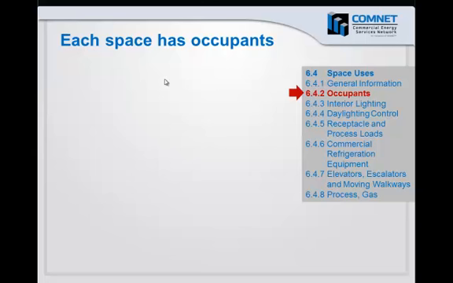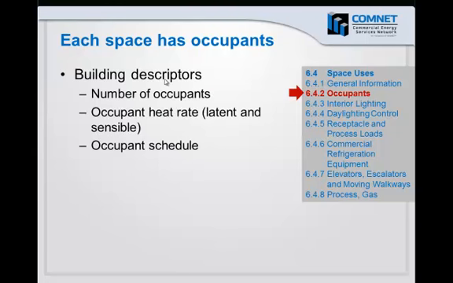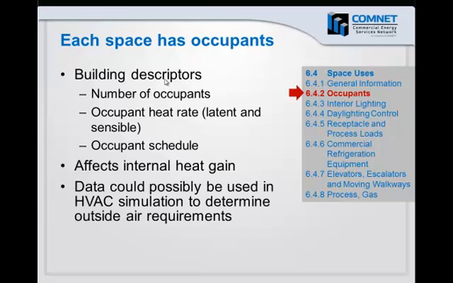Moving on to occupants, there are basically 3 building descriptors associated with occupants: the number of occupants, the heat rate associated with the occupant, both latent and sensible, and a schedule. These of course affect internal heat gain in the space, which will affect the balance point temperature and many other factors. When the HVAC simulation is performed, these data could also affect outside air requirements if technologies like carbon dioxide sensors are being modeled.